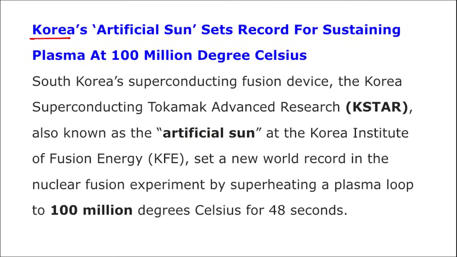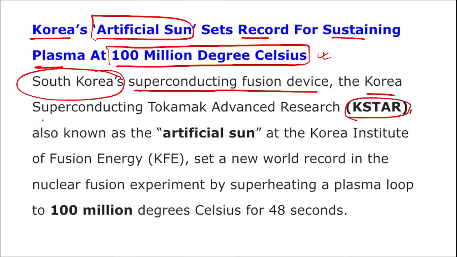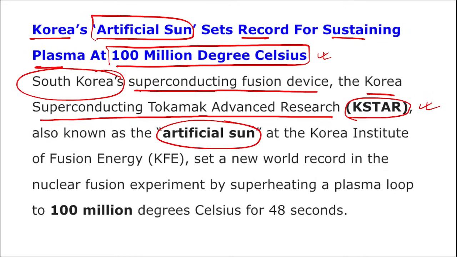Next is South Korea's artificial sun set record for sustaining plasma at 100 million degrees Celsius. Such a high temperature, right? So South Korea's superconducting fusion device, that is K-Star, Korea Superconducting Tokamak Advanced Research, and for this I gave you a question also yesterday in the homework session, right? This K-Star, this is an artificial sun. It is of which country?